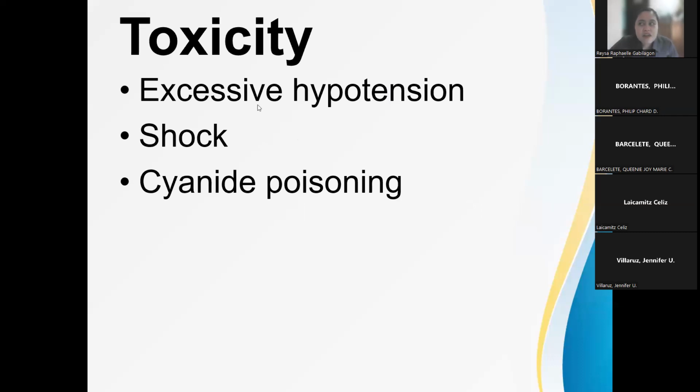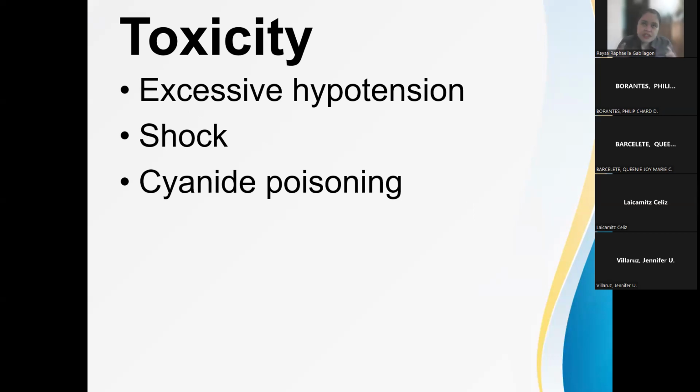Okay? Toxicity of our sodium nitroprusside, of course, is excessive hypotension that may also lead to shock. The patient will experience shock. All vital signs go down, especially the blood pressure. Remember, all will be dilated, arteries and veins.